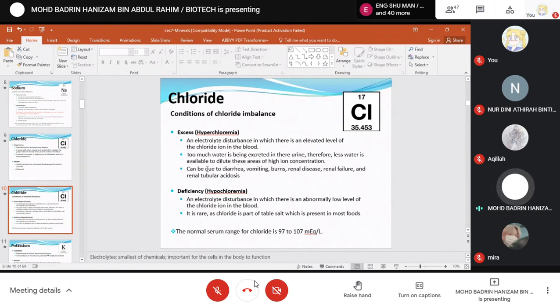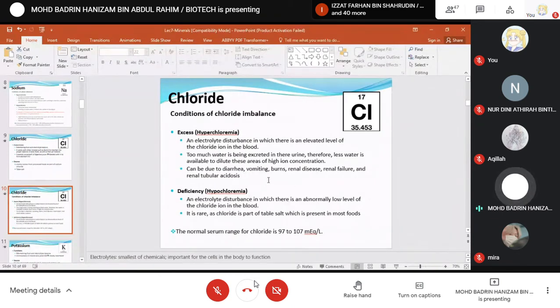So this can be due to diarrhea, vomiting. When you have diarrhea, less water in your body. When you vomit, renal disease, renal failure that cannot play the proper function of the kidney, and renal tubular acidosis.